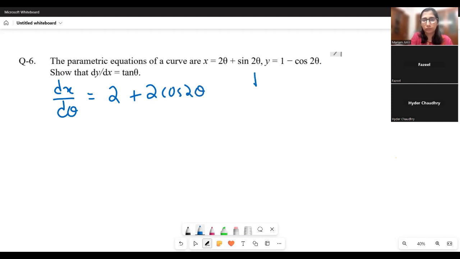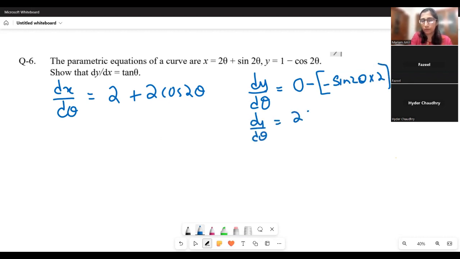Then dy over d theta is going to be derivative of 1, which is 0, minus derivative of cos 2 theta, which is going to be minus sine 2 theta times 2. So we have 2 sine 2 theta.